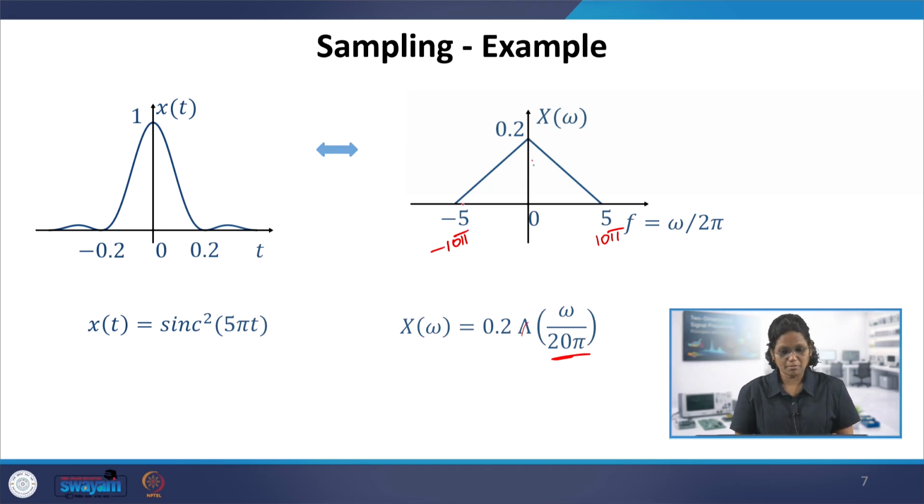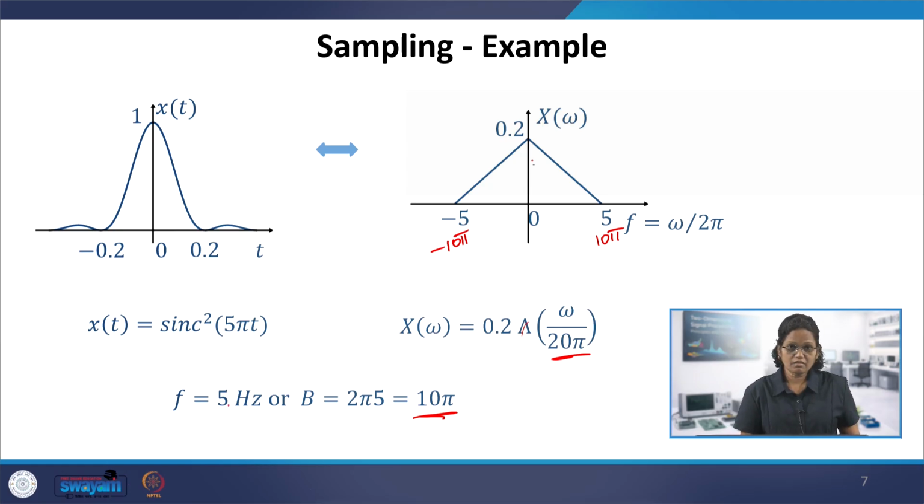We have taken this example just to understand the sampling concept. From this, the bandwidth B is 5 hertz, or 2 pi times 5, which is equal to 10 pi. So what sampling frequency is required? fs should be at least 2 times this 5 hertz, that is 10. So fs should be at least 10 to get the signal back, so that reconstruction is possible.